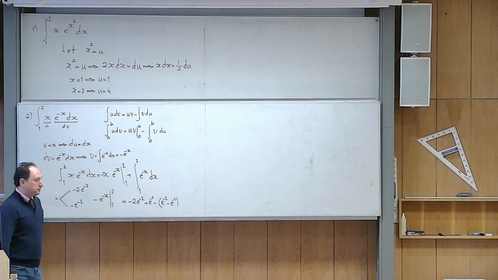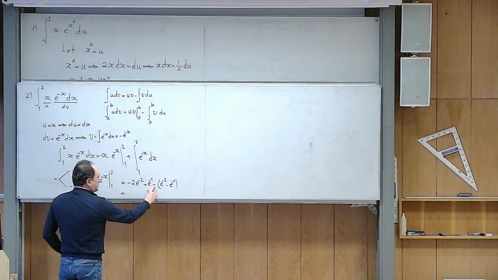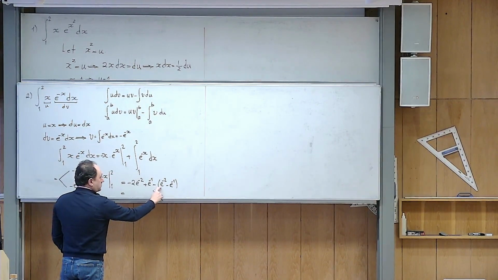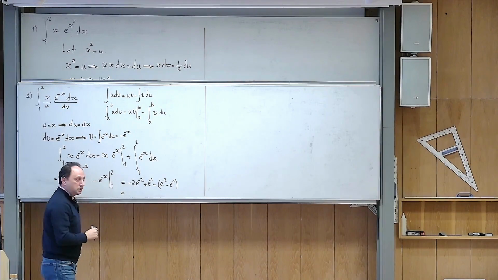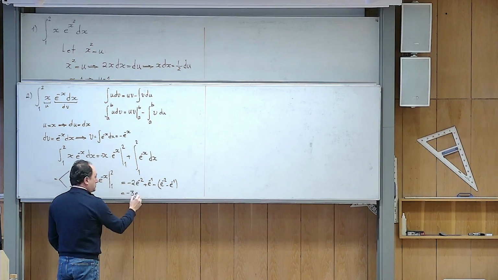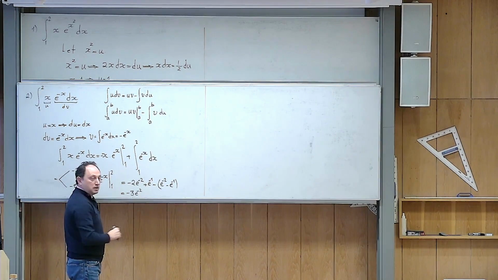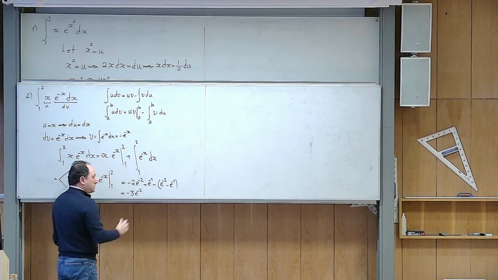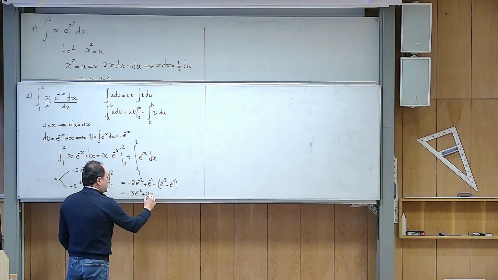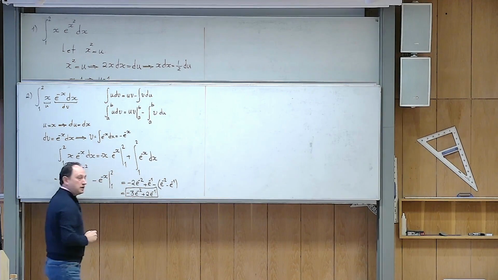And then I have to simplify this expression, which is simple, yes? If I multiply this minus sign in, I will get minus e to the power of minus 2. I have minus 2e to the power of minus 2 here, so it becomes minus 3e to the power of minus 2. And then minus minus plus, I also have one of them here, so it becomes 2e to the power of minus 1. And this is the answer to this integral.